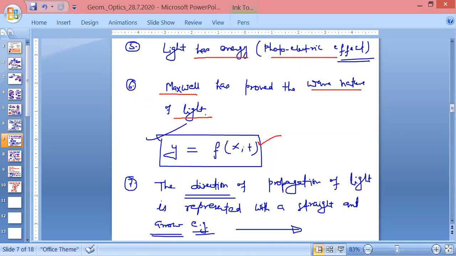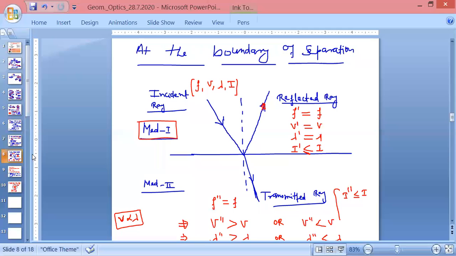Wave nature of light means what? The displacement of the particles in the path of light will be in terms of position as well as time. It will depend on position as well as on time. The direction of propagation of light is represented by a straight line ending with an arrow.